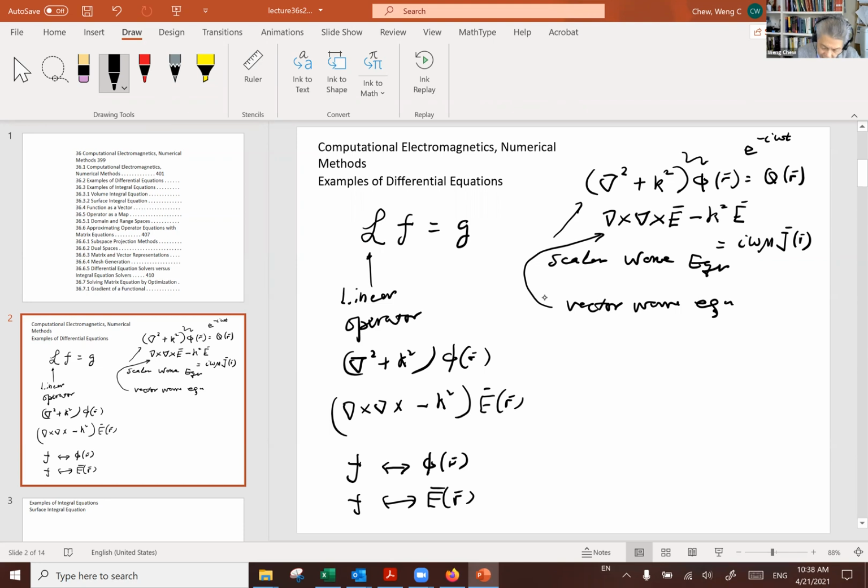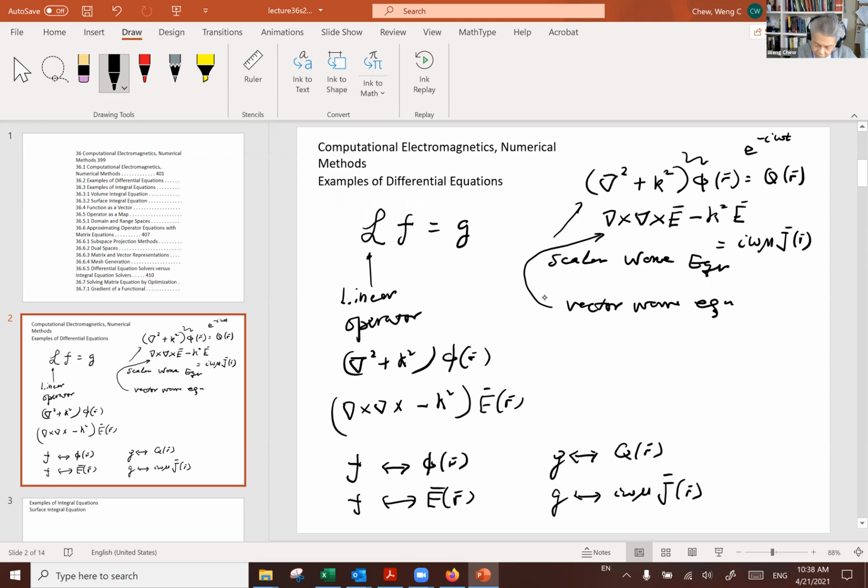So the goal of this chapter or this lecture is to teach you how to convert a linear operator equation into a matrix equation. I would like to further say that the right-hand side g in this equation can be q for the scalar wave equation, and then g can be i omega mu J of r in the vector wave equation case.